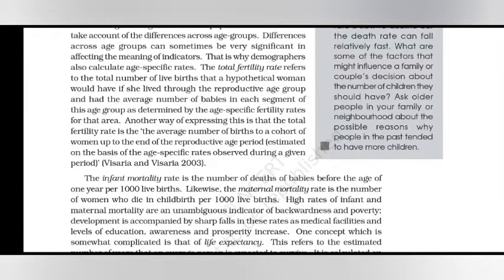The total fertility rate refers to the number of live births that a hypothetical woman would have if she lived through the reproductive age group and had the average number of babies in each segment of this group as determined by the age specific fertility rates of that area. Another way of expressing this is that the total fertility rate is the average number of births to a cohort of women up to the end of reproductive age period.